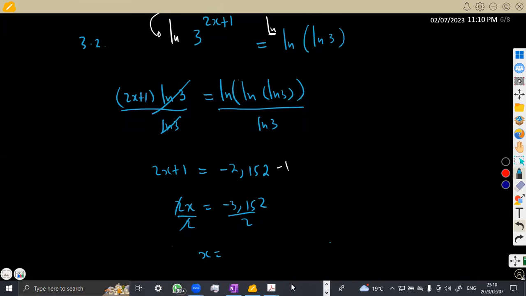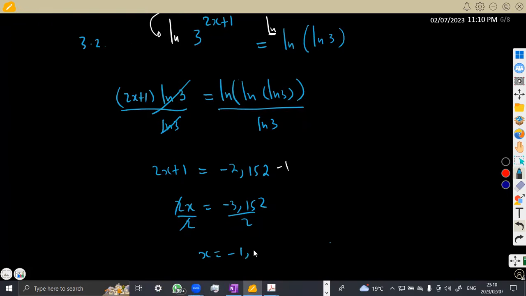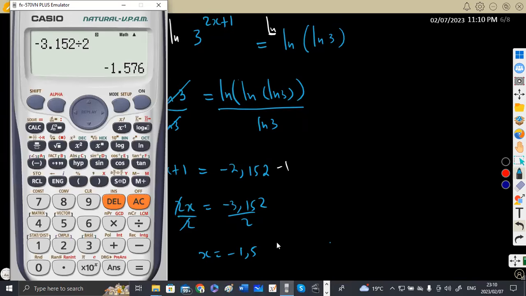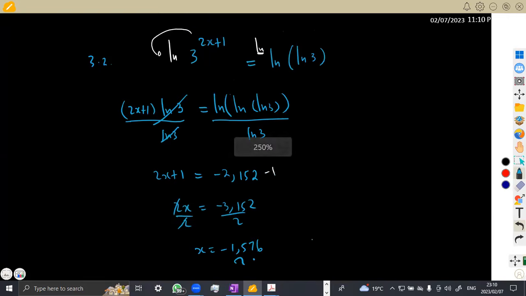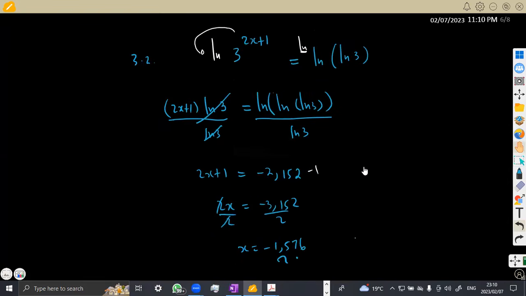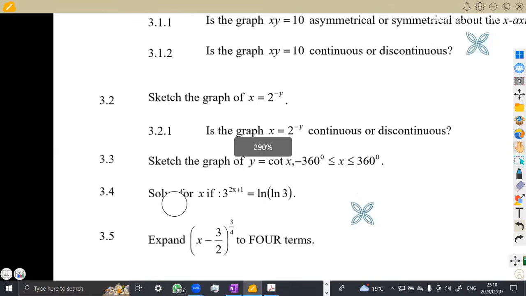That's from your calculator there. So just insert your calculator. That's negative 3.152 divided by 2, which is going to be negative 1.576. All right, so this is the value of x that you're going to have at the end. So please, if there is any other way that you think of, then let us know, guys. We can work from there.